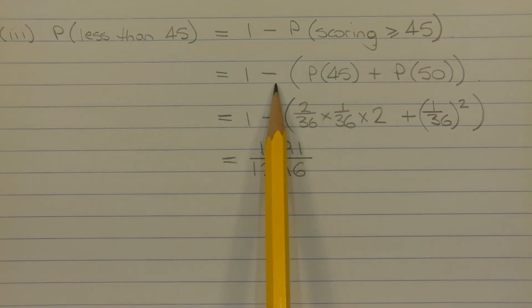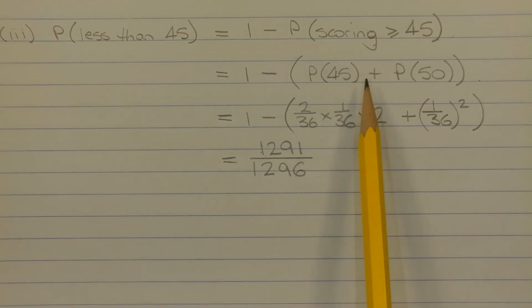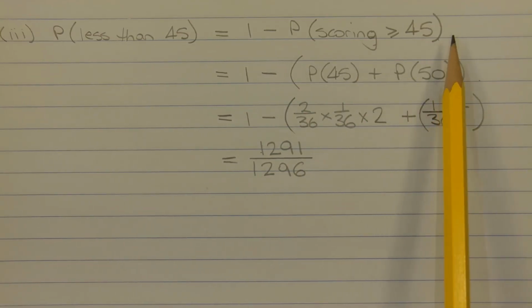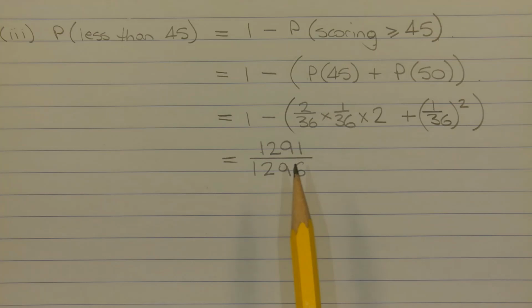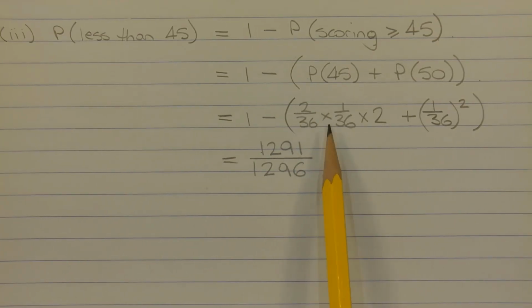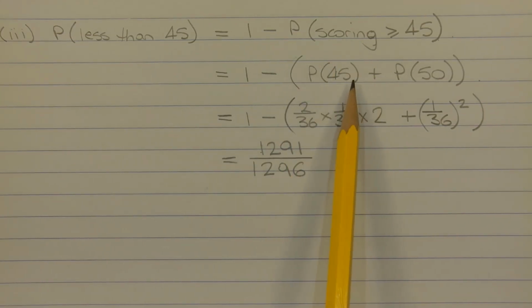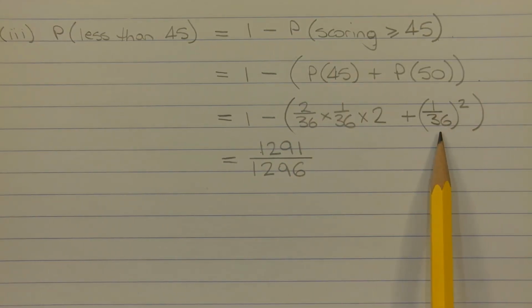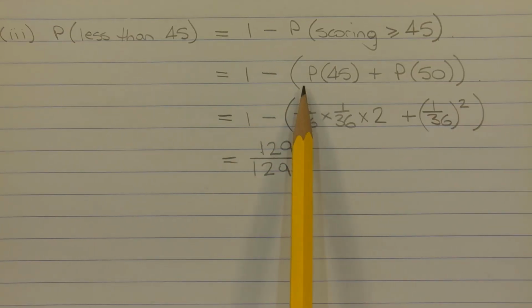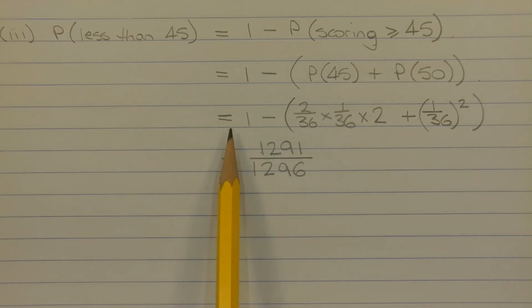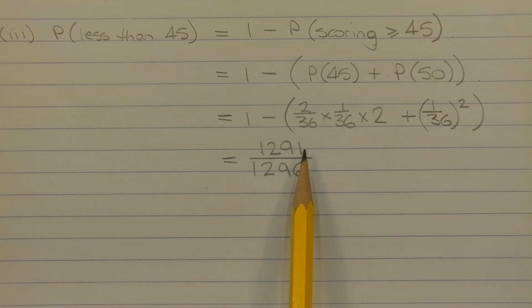So 1 minus the probability of scoring 45 plus the probability of scoring 50, in brackets, is equal to 1 minus 2 over 36 times 1 over 36 times 2, since there are two ways that we can score 45, plus 1 over 36 times 1 over 36, or 1 over 36 squared, and all that's in brackets. So I want to do 1 minus all of this, which gives us 1,291 over 1,296.